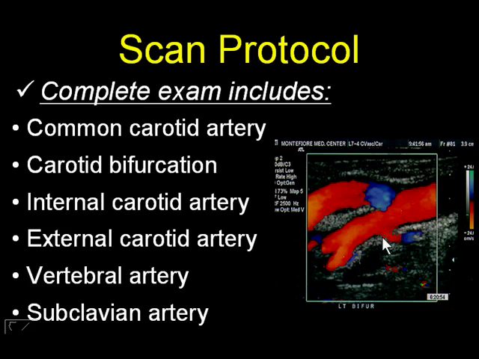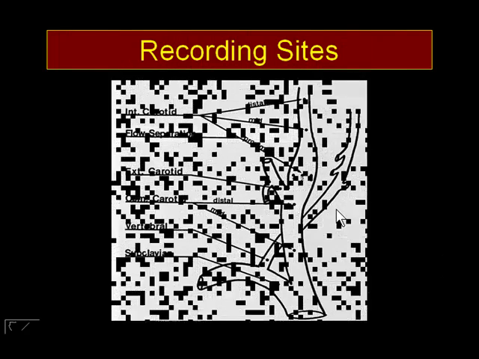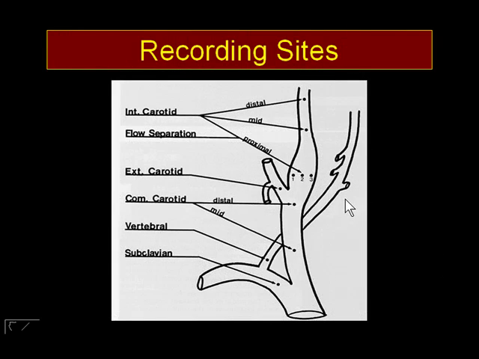Now, most of the examination really concentrates on the area of the carotid bifurcation as seen here and the origin of the internal carotid artery. However, it is important to evaluate the remainder of the extracranial carotid arteries as well, keeping in mind that indirect findings will sometimes point you to the area of interest.